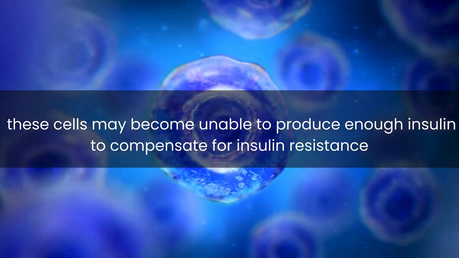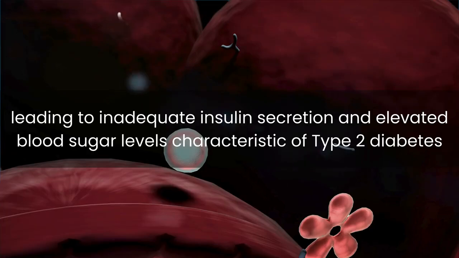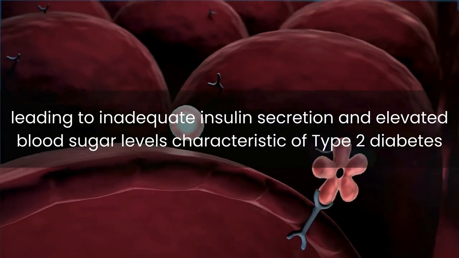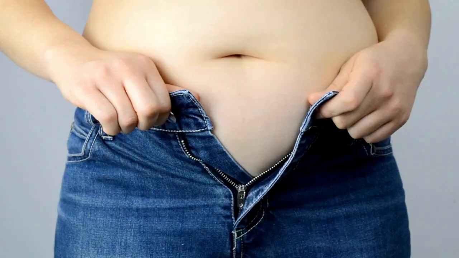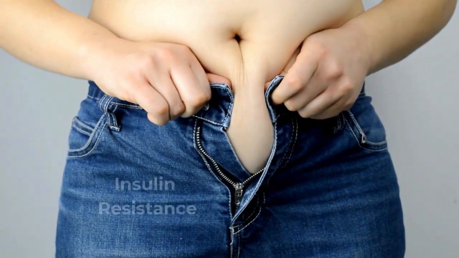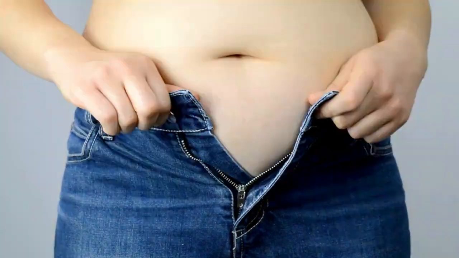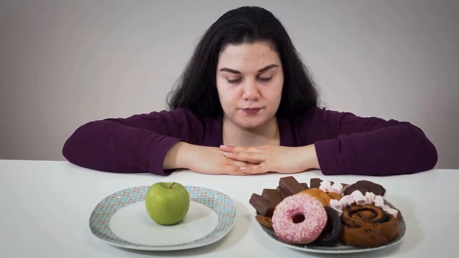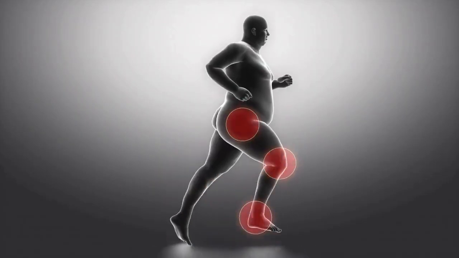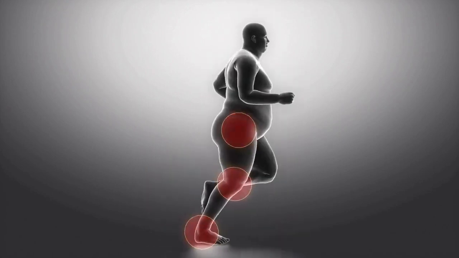Over time, these cells may become unable to produce enough insulin to compensate for insulin resistance, leading to inadequate insulin secretion and elevated blood sugar levels characteristic of type 2 diabetes. Central obesity is strongly associated with insulin resistance, abnormal lipid levels, and inflammation, all of which contribute to the development of type 2 diabetes. Addressing obesity through lifestyle modifications such as healthy eating habits, regular physical activity, and weight management is crucial in preventing and managing type 2 diabetes.